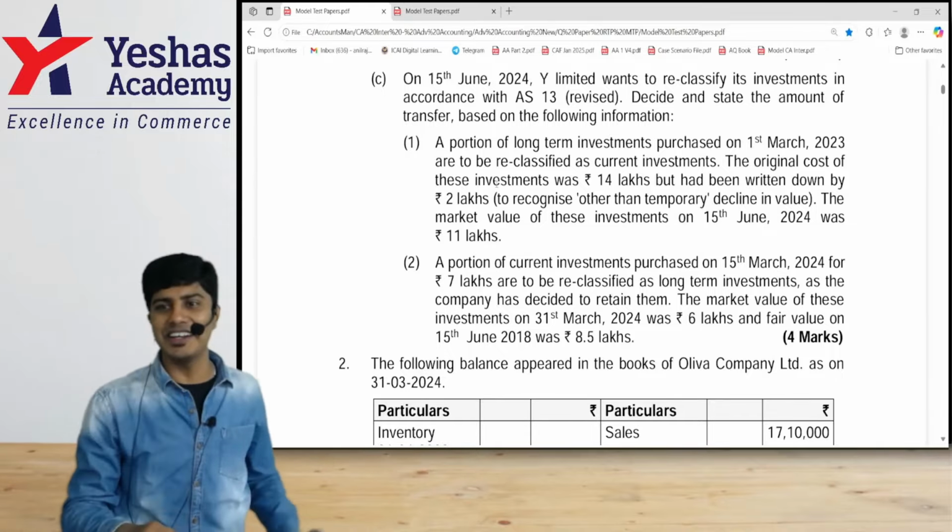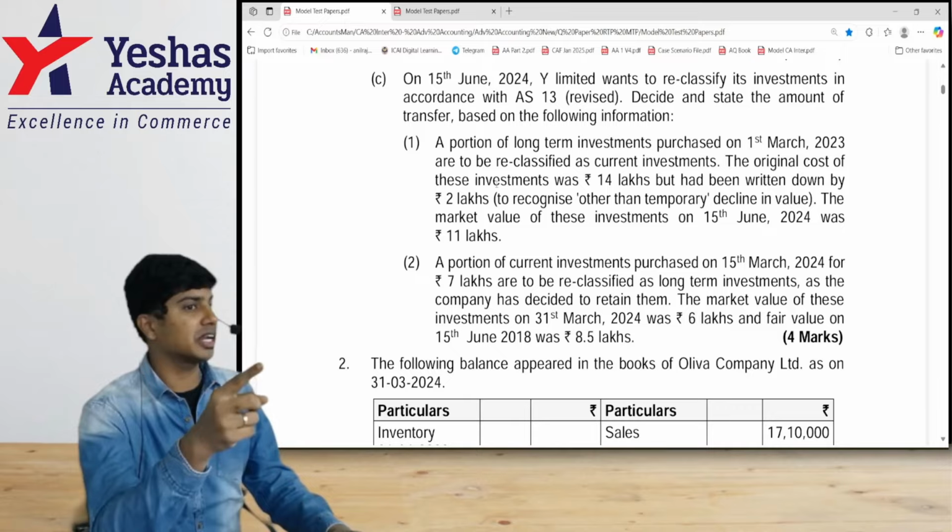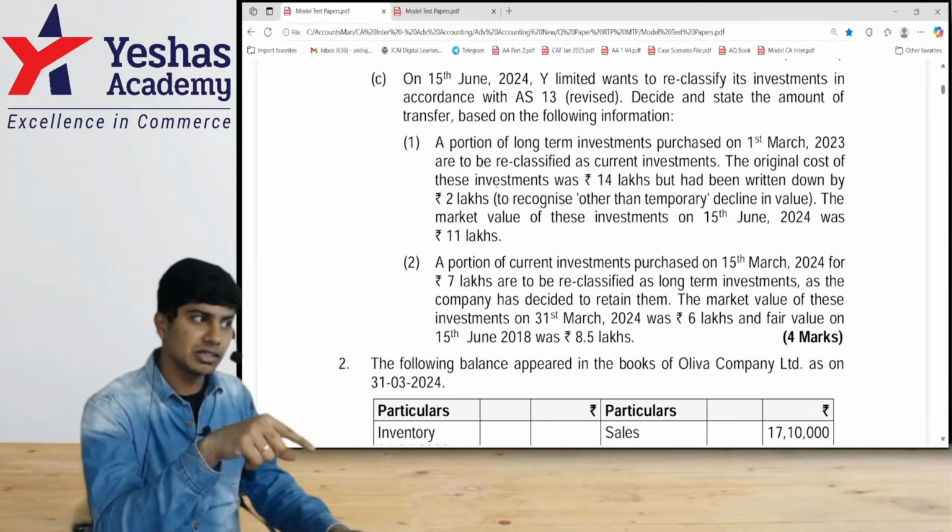And as per accounting standard 13, current investment should be valued at cost or fair market value, whichever is less. And non-current investment should be valued at cost. If there is a decrease in the value below cost and such decrease is other than temporary in nature, that is, permanent in nature, only then we need to provide for such a thing. Otherwise, it will continue to be at cost. If the decrease is other than temporary, then we will decrease it.